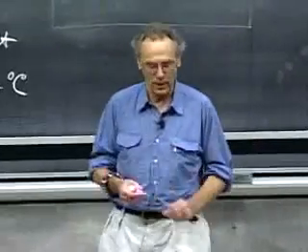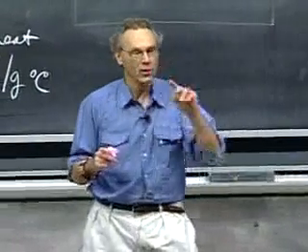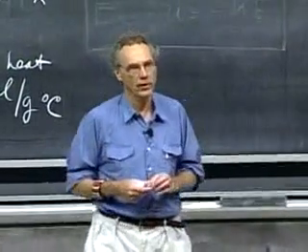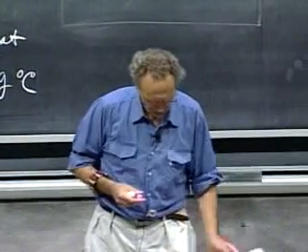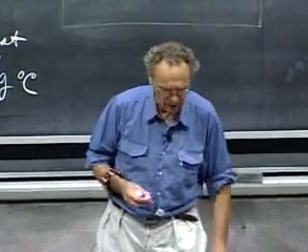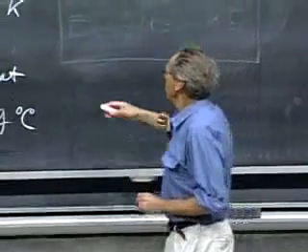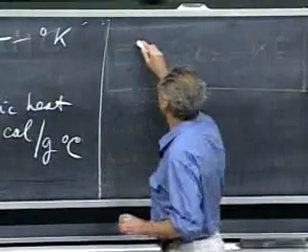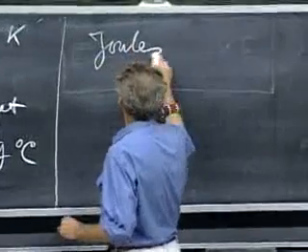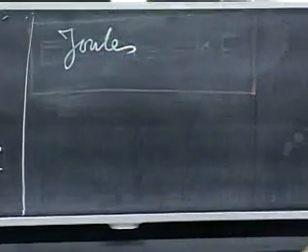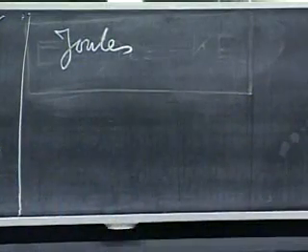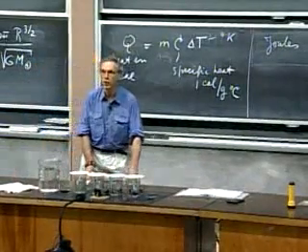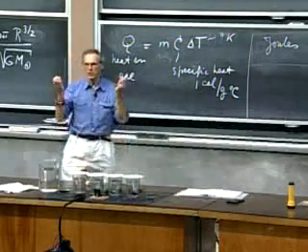Lead is unusually low, only 0.03. It's very, very low. Ice is only half the specific heat of water. Ice is only 1/2 calorie per gram per degree centigrade. The physicist James Joule, after whom we named the unit of work, was the first to demonstrate that heat energy and mechanical energy are really equivalent. He did an ingenious experiment.